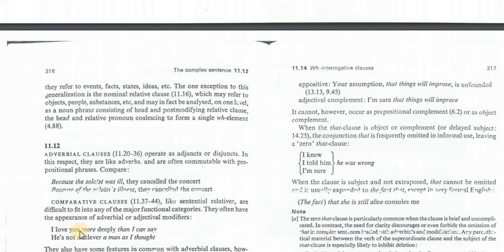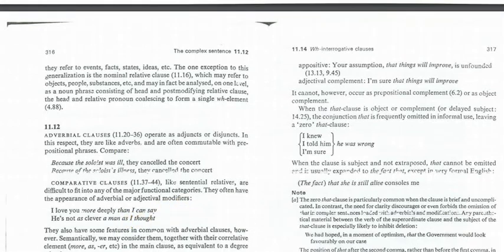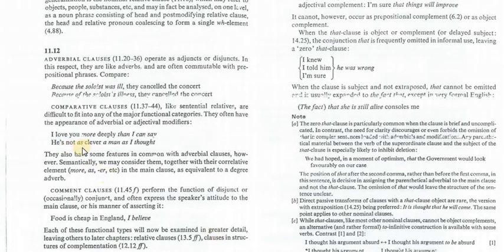For example, I love you more deeply than I can say. He is not as clever a man as I thought. I subject, love verb, you object, and more deeply than I can say is an adverbial. He is not as clever a man as I thought: he subject, is verb, not as clever a man as I thought, adjectival modifier. طبعا as clever a man as I thought هي كلها modifier وصف للصفة clever، وكلها العبارة أصبحت complement.